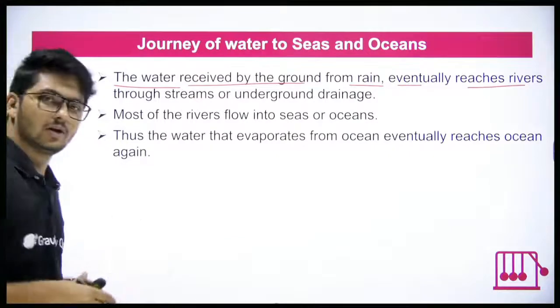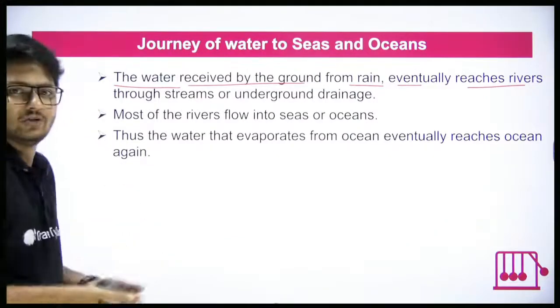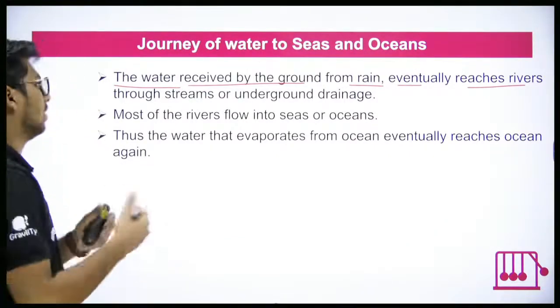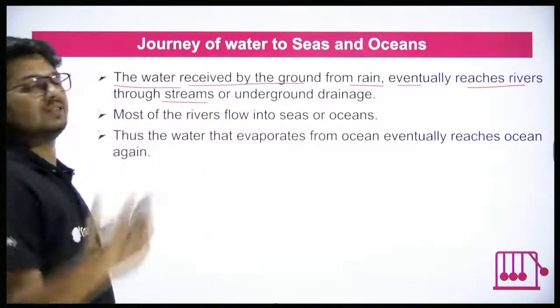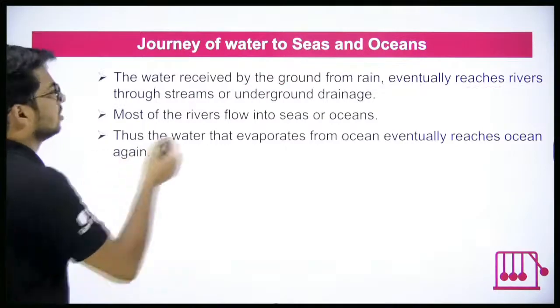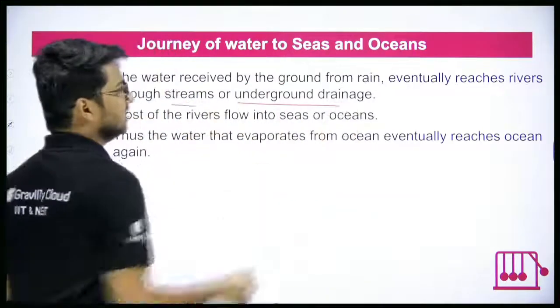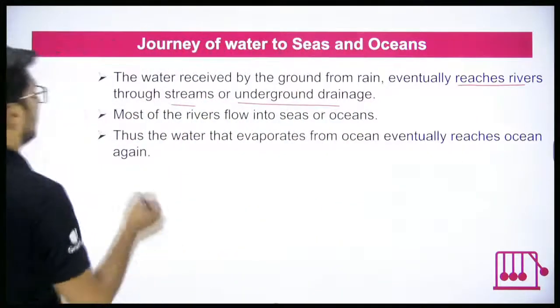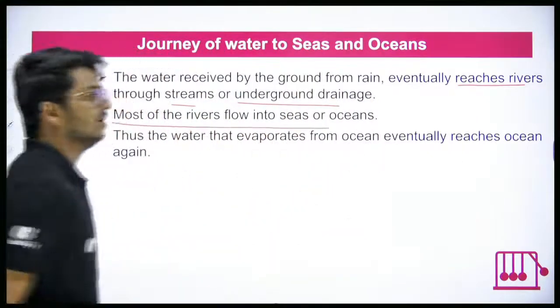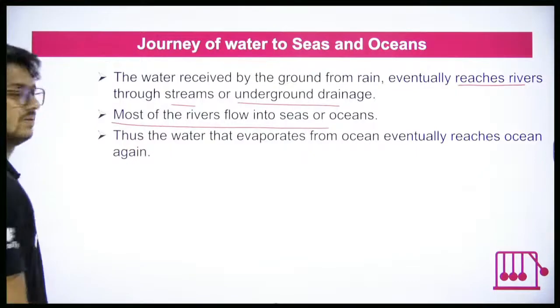Okay, rain is falling on the ground. So what happens to that water? That water, we call them as streams, very thin rivers. You can think of them as very thin rivers. Through streams or underground drainage, they reach what? They reach rivers. And most of the rivers flow into seas or oceans.